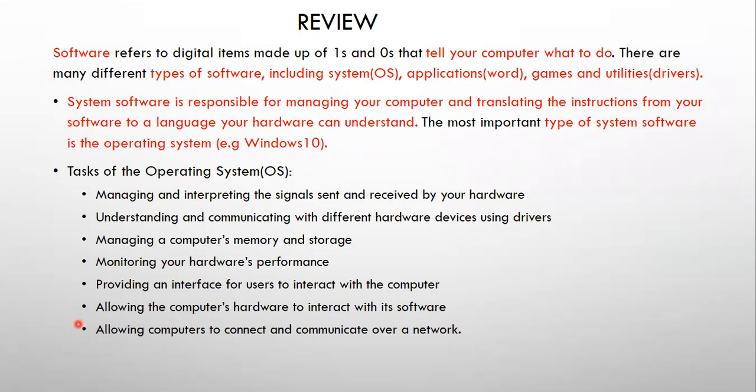Software refers to digital items made up of ones and zeros. They tell your computer what to do. So software is instructions to your computer. It is also data for your computer. There are many different types of software, including system software. An example is your operating system.